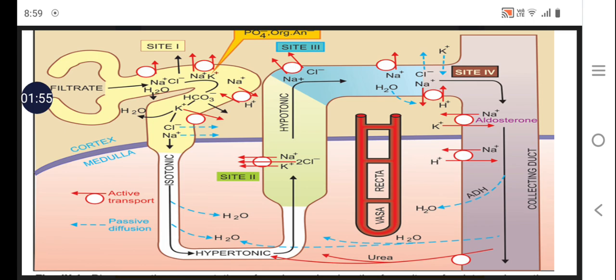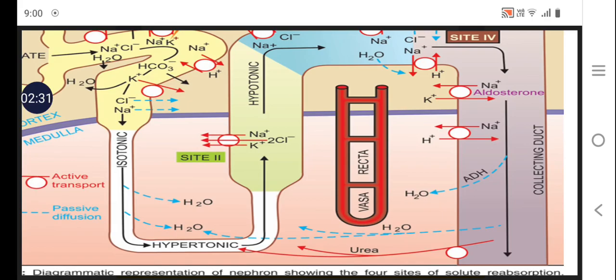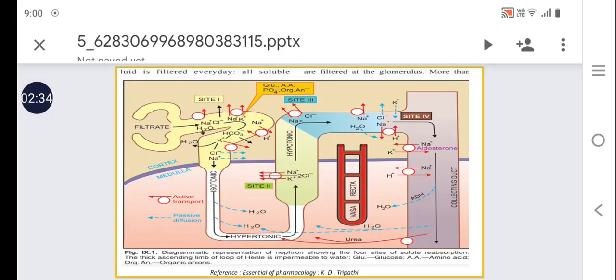In the diagram, you can see the part which is in the yellow color. It is the proximal convoluted tubule, and the part which is in the white color, which is written as isotonic, is the descending limb of Henle, and another part is the ascending limb of Henle, and next to that, the part which is in the blue color, which is marked with a sodium and chloride channel, is the early distal tubule, and the last part is the collecting duct. So this is the structure of the nephron.